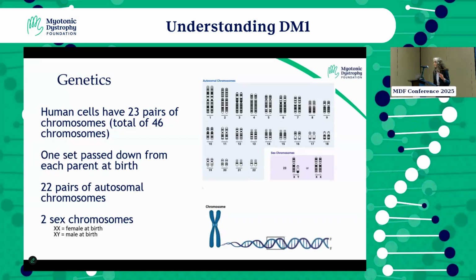So looking at these chromosomes that are laid out, the one that we want to zero in on is number 19. And this is where DM1 starts.